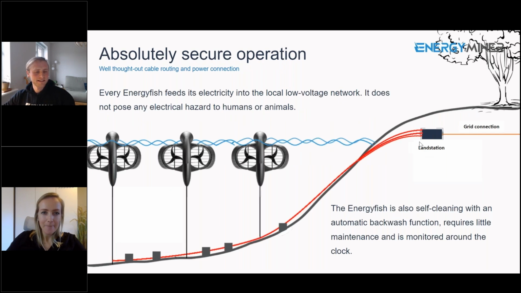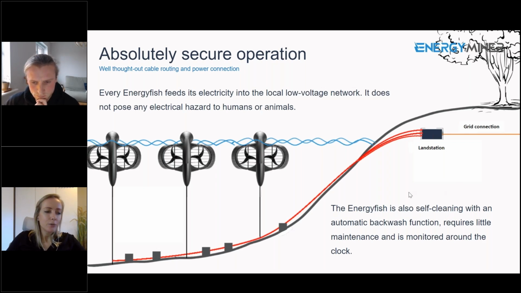Fantastic. Okay, so this is just to showcase how our Energyfish feed into the local grid. So we have these groups of Energyfish, which are grouped together and connected to a single land station. So we have batches of Energyfish connected to single land stations. What's important is that we feed into the local low voltage grid. So this means safe, no electricity hazard to humans or animals, which is very important and one of our goals that we wanted to achieve.